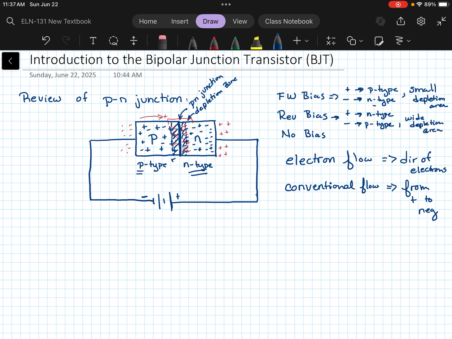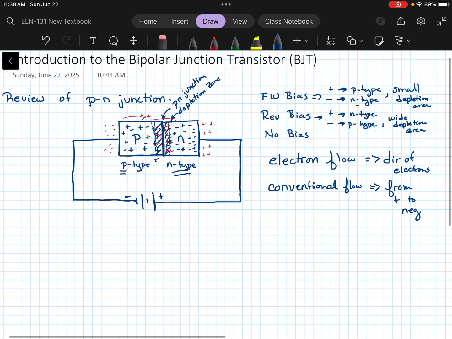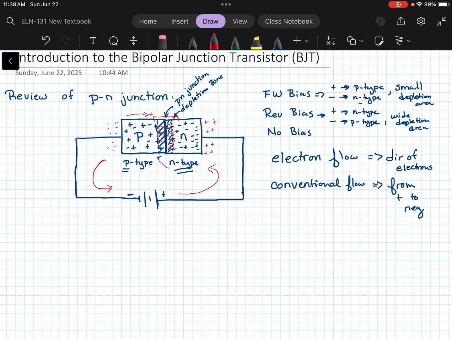And it's going to be very difficult for the majority carriers to cross that depletion zone. So essentially, that means that if we're trying to create current that's going from this N-type material through the P-type material and get back to our source, it's just not going to happen. Okay, so no current's going to flow through here. So for the reverse bias, I equals 0. Forward bias, we do have current.